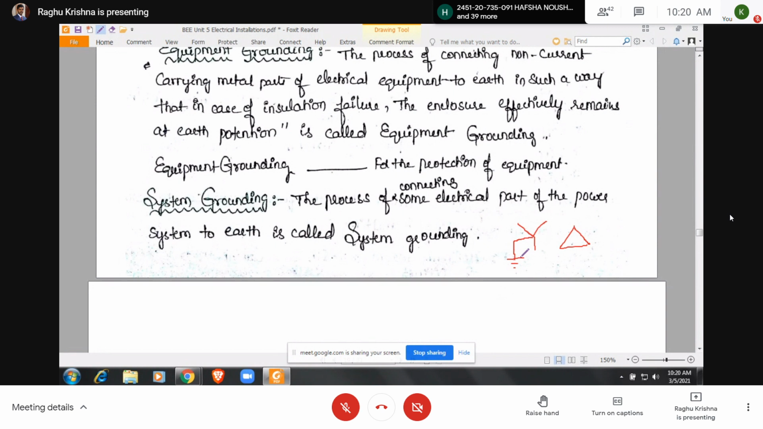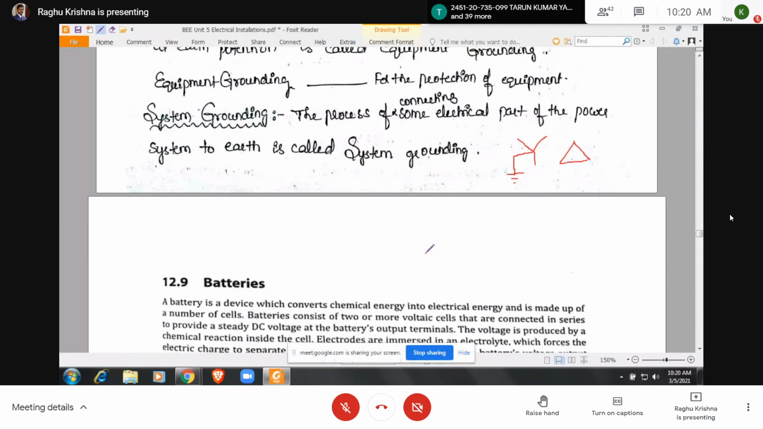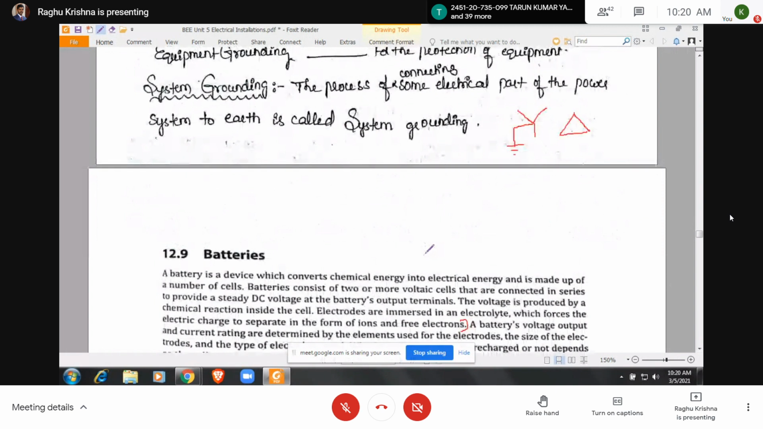If neutral grounding is not provided, when an over voltage occurs, it will increase. If grounding is there, we can limit the over voltage. The process of connecting some electrical part of the power system to earth is called system grounding. If you take a generator also, the neutral of the generator will be connected to earth.